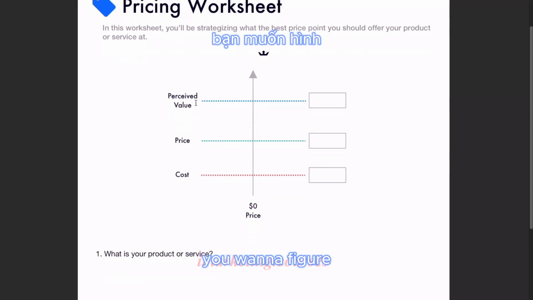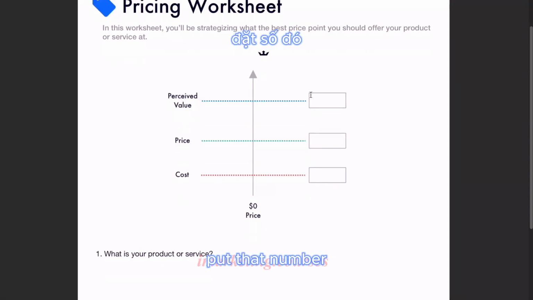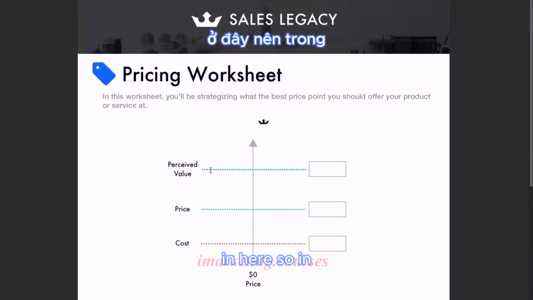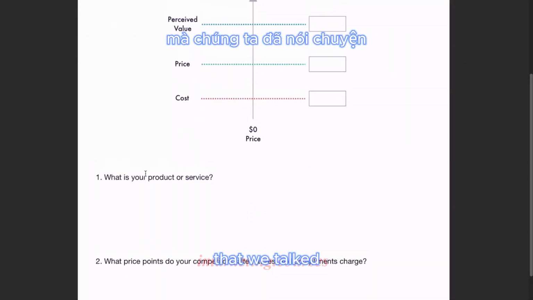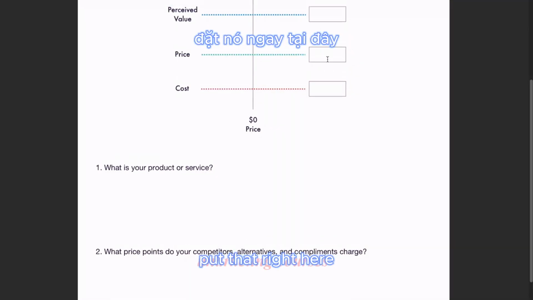From there, you want to figure out, what is your perceived value? How can you increase that price even further? And you want to put that number in here. So in the worksheet, to answer the questions that we talked about, what's your product or service? What price points do your competitors or alternatives or complements charge? You can kind of put that right here if you want to.